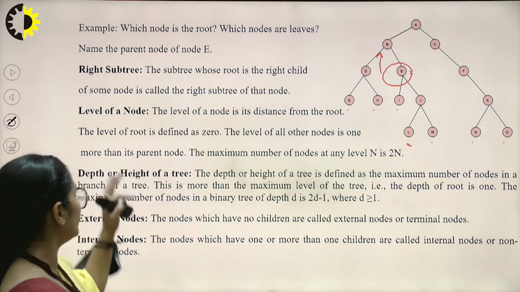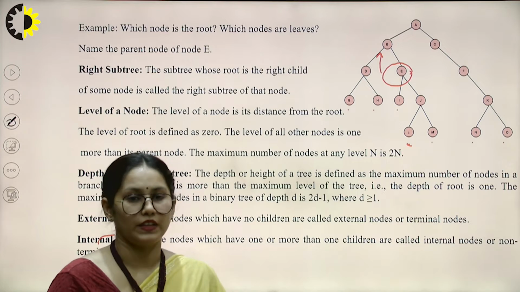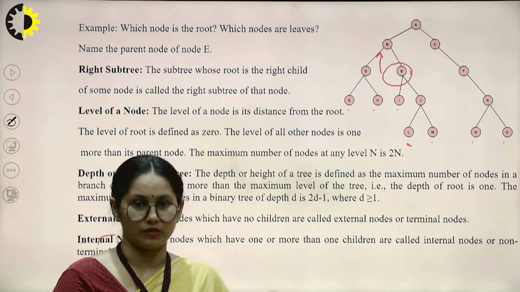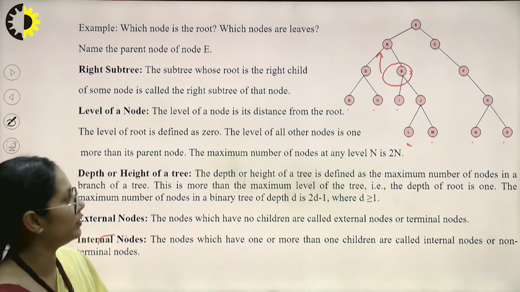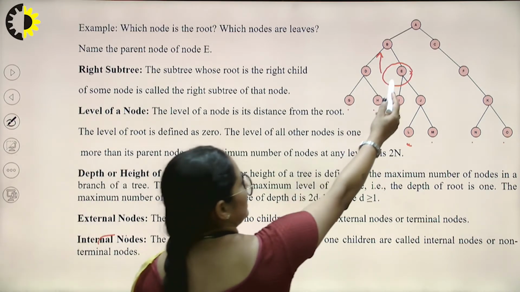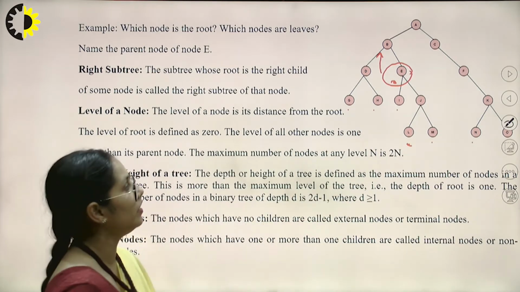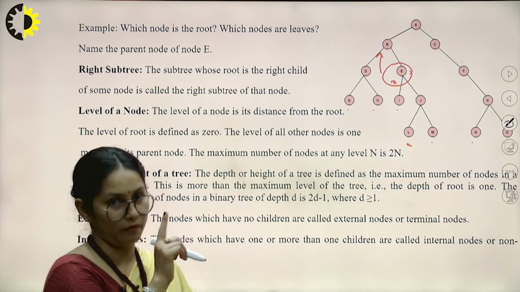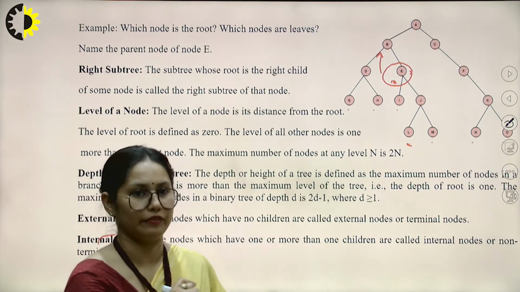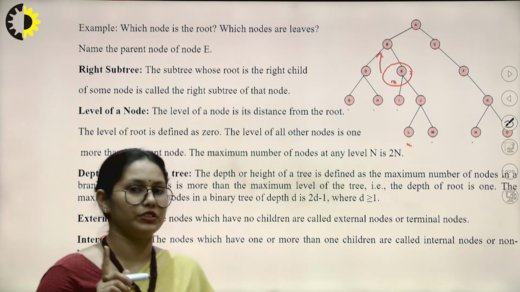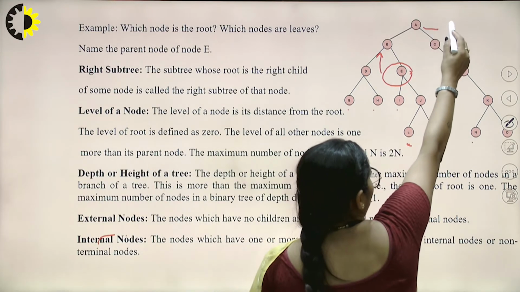Now, what do you understand by the level of a node? The level of a node is the distance from the root node. If I have to calculate the level of node E, the distance will be calculated from node A. The level of the root node is defined as 0. So, the level of this node is 0.